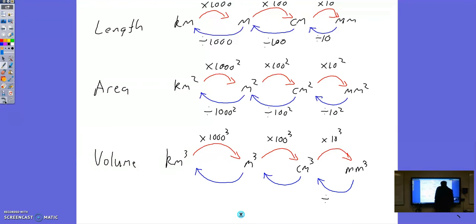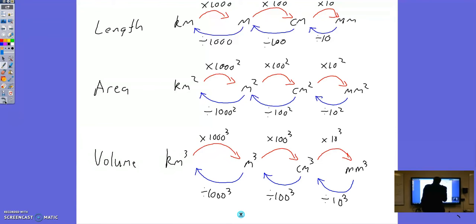And it's the same on the other side. When we're going back the other way, we're going to divide by 10 cubed, going from millimeters cubed to centimeters cubed, divide by 100 cubed. When we're going from centimeters cubed to meters cubed, divide by 1,000 cubed. When we're going from meters cubed to kilometers cubed.